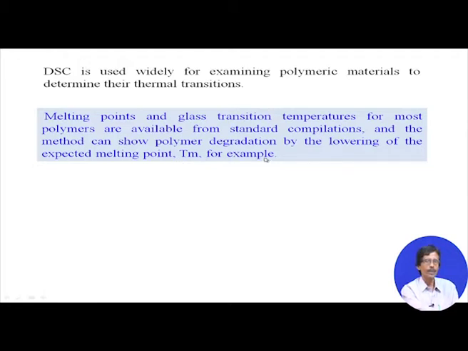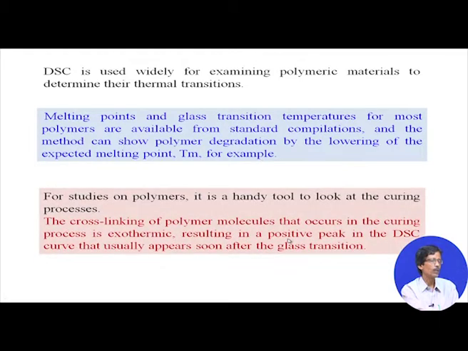So we can have a new process of making the polymer such that we can have a new parameter, that means the Tm value can be less, and the process development can also benefit from your DSC measurements. Then for studies of polymers, it is a handy tool to look at the curing processes. The cross-linking of polymer molecules that occurs in the curing process is exothermic, resulting in a positive peak, that means the upward peak of the DSC curve, and usually appears soon after the glass transition. So what do we get after the glass transition? The glass transition temperature, and where the cross-linking will appear relative to the glass transition, we will be able to know from a good DSC plot.